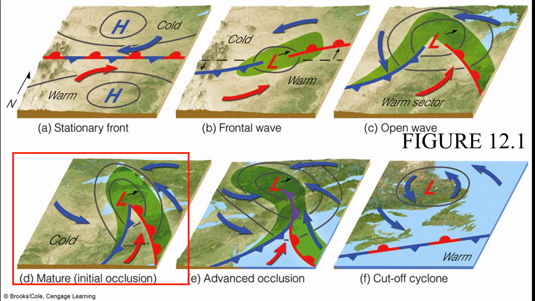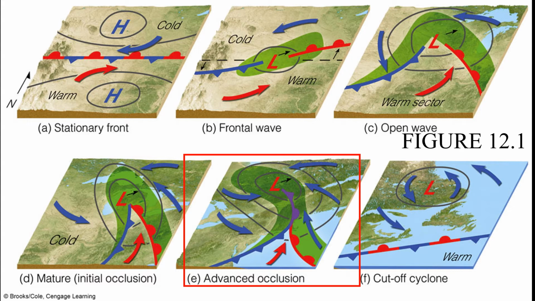So in the mature initial occlusion, the wind blows very strong and the warm sector actually becomes smaller, squeezed smaller, and the occluded front system creates a lot of precipitation, and sometimes a thunderstorm, as you can see there. The next stage is advanced occlusion, the point of occlusion where the cold front, warm front, and occluded front all come together.